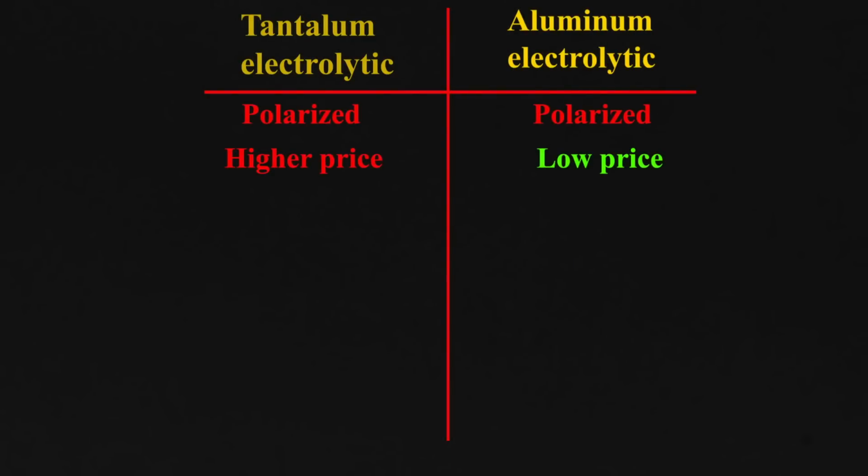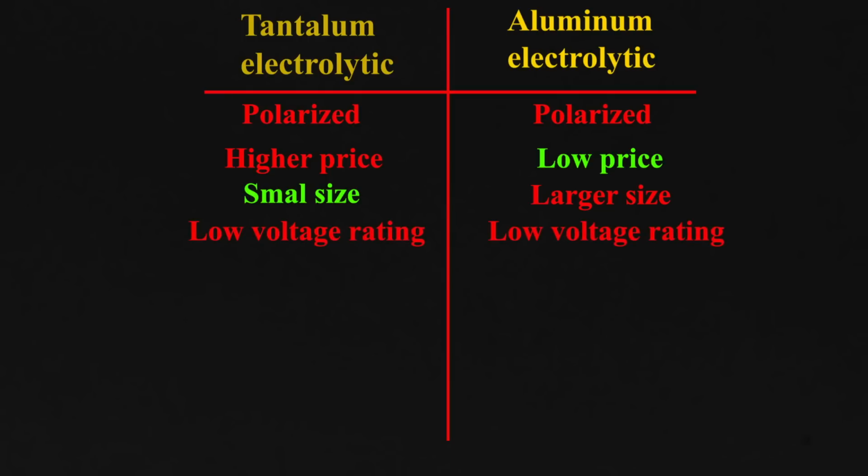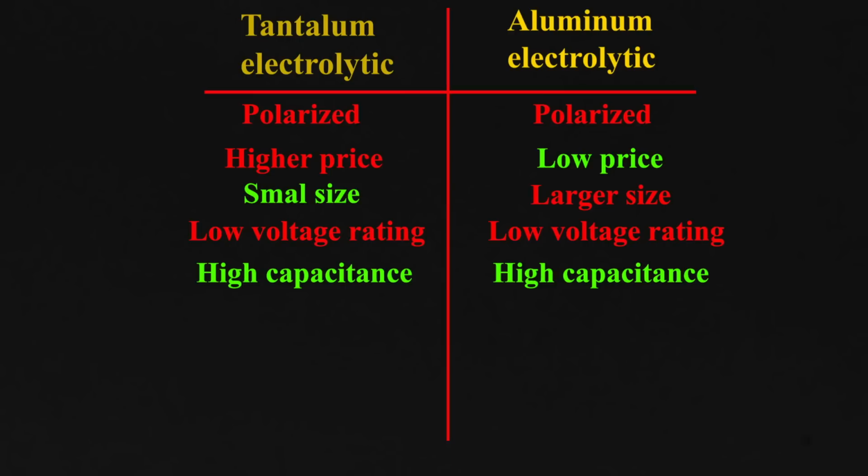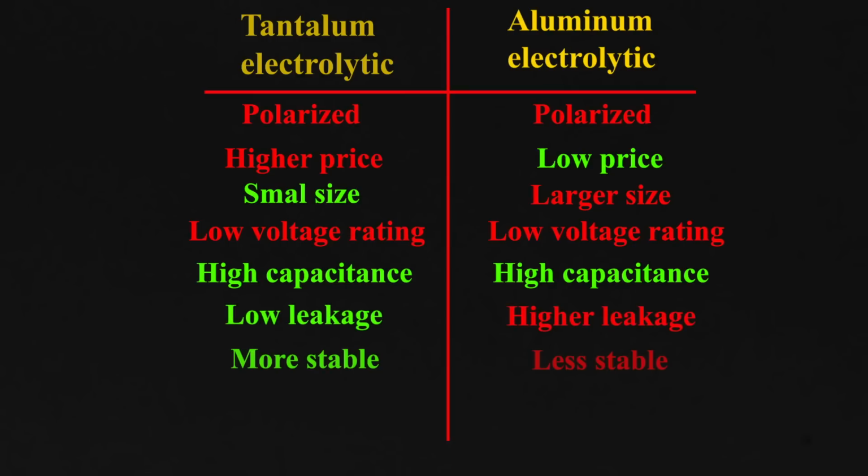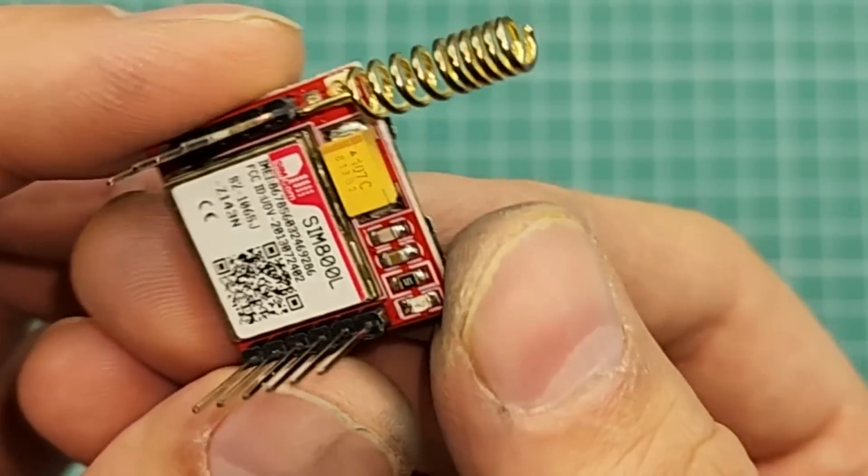Tantalum is more expensive, tantalum is smaller, both of them have low voltage ratings, both of them have high capacitance, but tantalum has a higher capacitance in proportion to its size. Tantalum has lower leakage compared to aluminum electrolytic capacitors, and tantalum is more stable and durable. So you have to use a tantalum electrolytic capacitor instead of an aluminum electrolytic capacitor where the size and durability matter and the cost does not. Look here, this is a SIM 800L module.